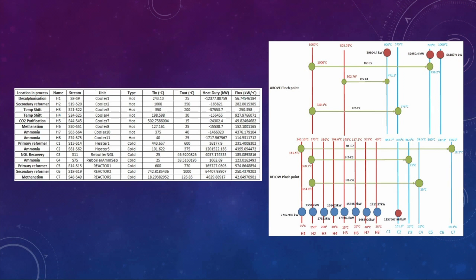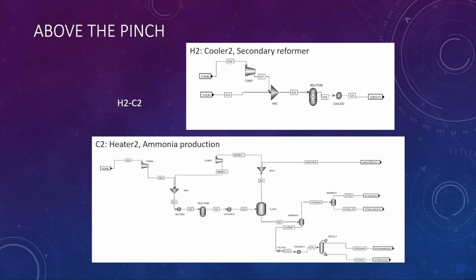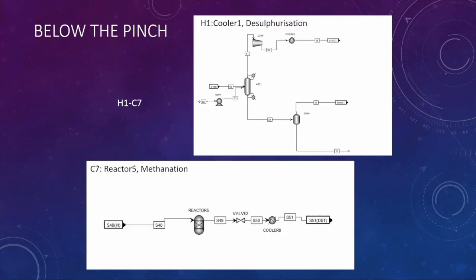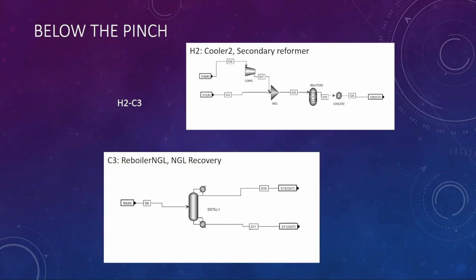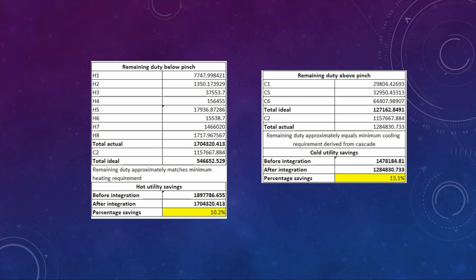Pinch analysis was used to perform heat integration and the following network was established. Heat exchangers above the pinch include H2C5, H2C2, H5C1. Heat exchangers below the pinch include H1C7, H2C3, and H2C4. The 6 heat exchangers used reduced the hot utility requirement by 10.2% and the cold utility requirement by 13.1%. The energy analysis yielded that heat integration can decrease total heating and cooling utility by 11.4%.